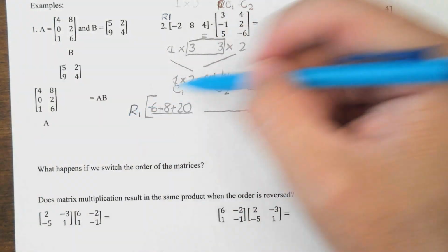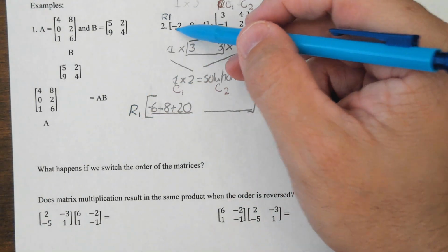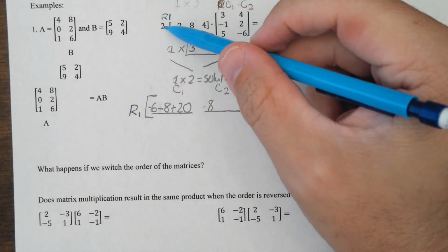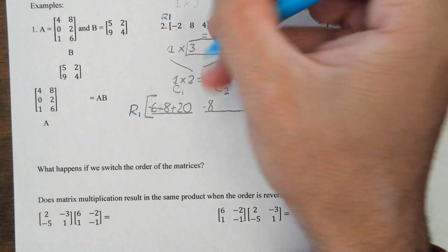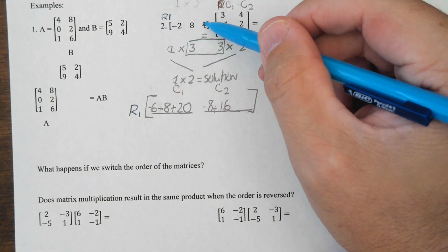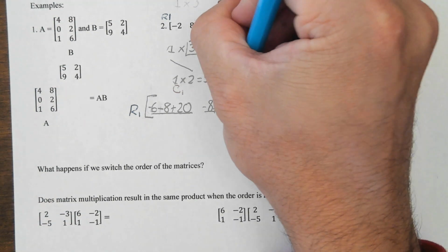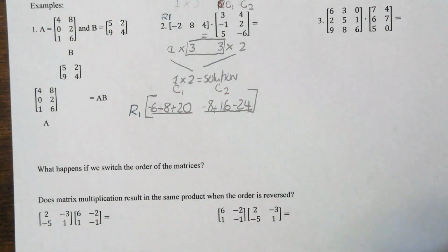Now we move on to row 1, column 2. Row 1, column 2, so same thing in order. -2 times 4, -8. 8 times 2, 16. And then 4 times -6, -24. So now the hard part's over with.